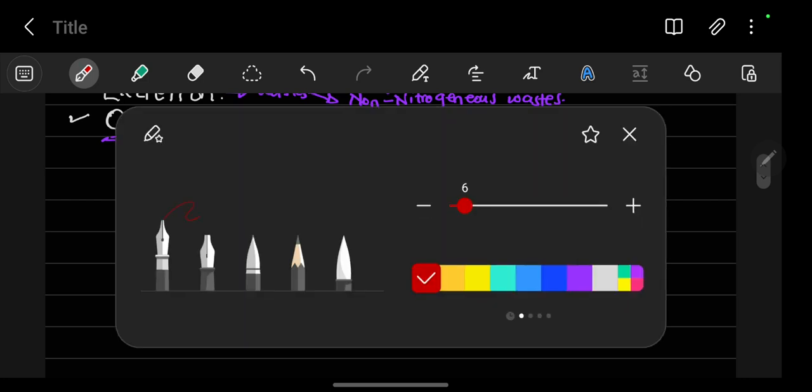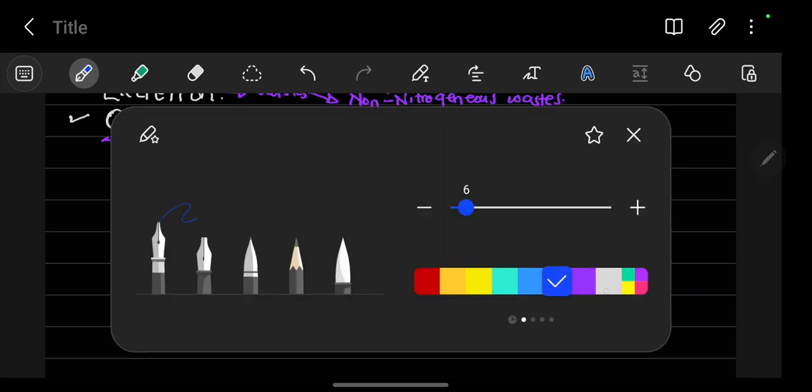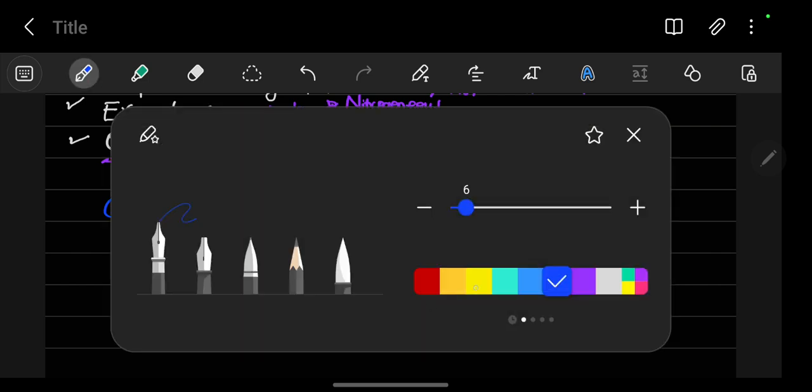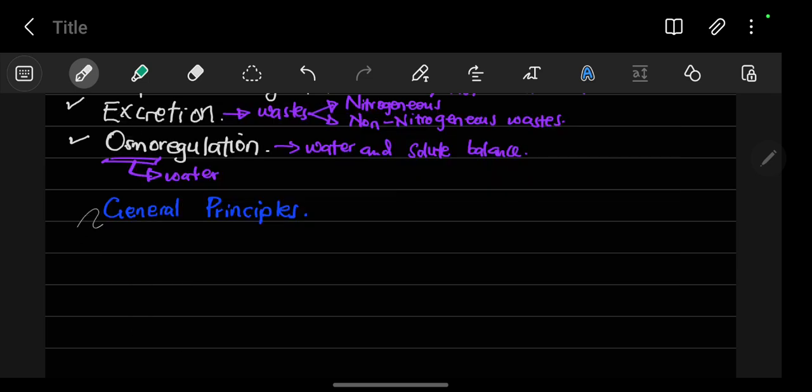So from that, I'm going to move directly to our general principles. I'm going to be a bit fast. So, general principles. We have one, our definition of homeostasis.